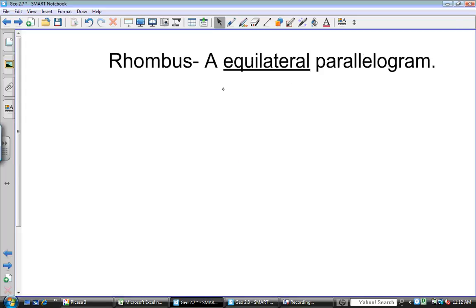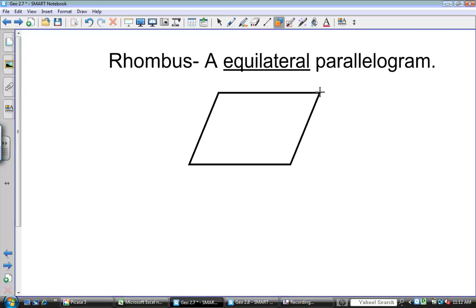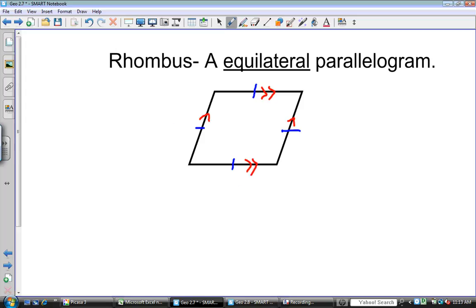A rhombus is like a parallelogram, but it's equilateral. Let's just say it's like this. So all these sides are the same. But we also know that this side is parallel with this one, and this side is parallel with this. So it's a parallelogram, but it's also equilateral, so all the sides are the same.